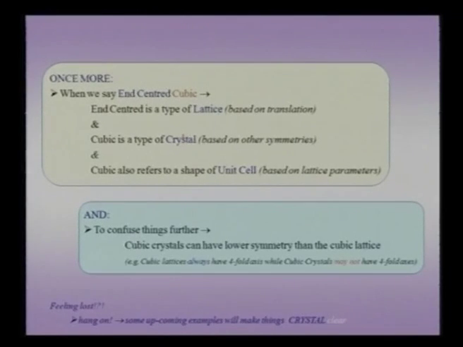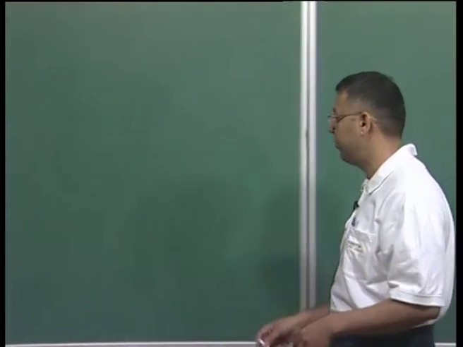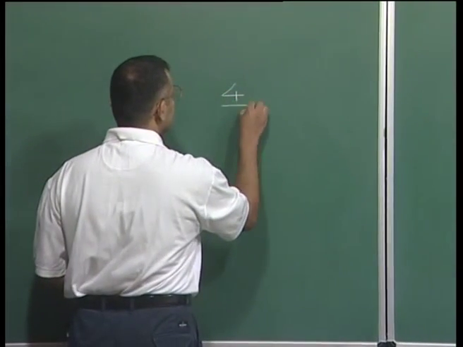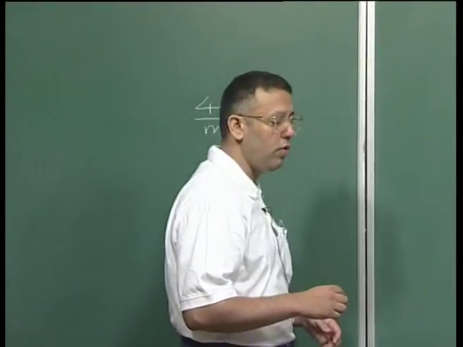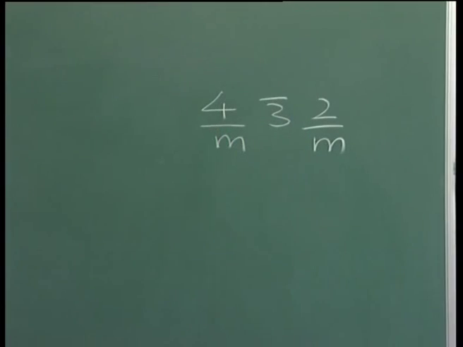If this kind of confusion is not enough, there is further confusion coming up, because cubic crystals can have symmetry which is lower than that of the cubic lattice. So far we have been talking about the cubic lattice, and just to reiterate, because this is such an important concept, let me go down to the board and write down the symmetry of the cubic lattices, which we did before. So, this is the symmetry of all cubic lattices, but cubic crystals can have symmetry which is lower than this.